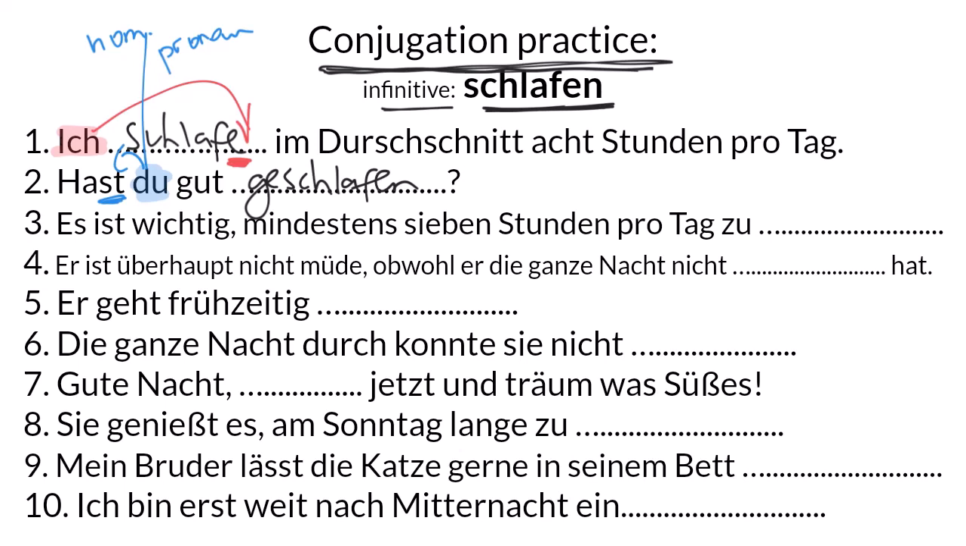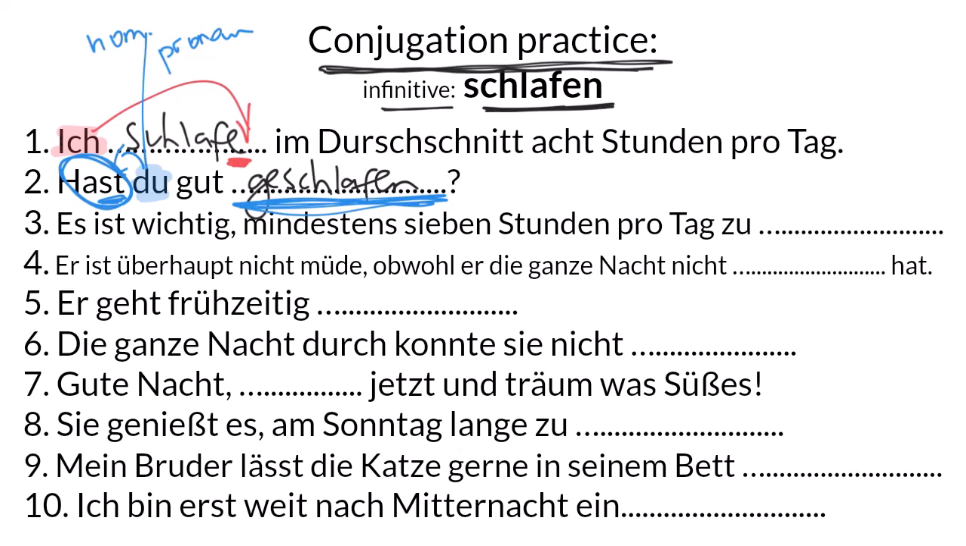The second verb is geschlafen. That's the past participle there, the second part of the verb, and that goes to the end of the sentence. Because it is a question, the first word will be either a question word or the verb, and because there's no question word, it's going to be the verb.